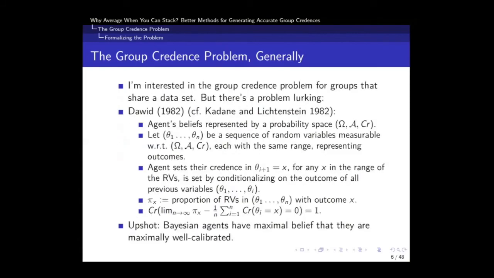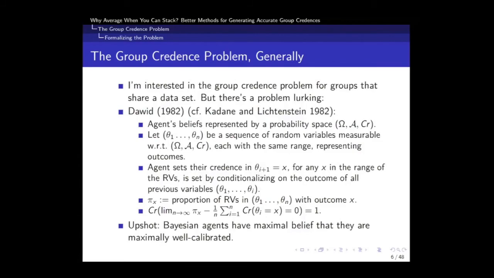So I'm interested in the group credence problem for groups that share a data set, but there's a problem lurking here. I really do hope I get this presentation right, but it comes from a result from Philip Dawid, which is summarized nicely in the technical report by Kinney and Lichtenstein. This result creates a problem for solving the group credence problem for groups of Bayesian agents that share a common data set and are basing beliefs on that data set and only that data set.